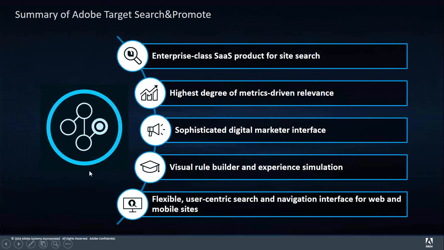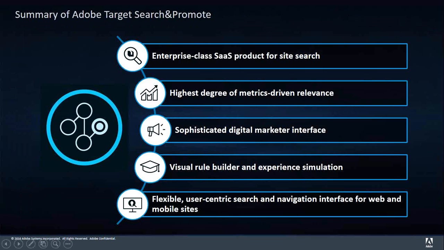Adobe Search and Promote contains the highest degree of metric-driven relevance. We can import metrics data from Adobe Analytics seamlessly. They can get data from Recommendations. They can get data from Target. They can get data from Audiences. So they can digest all that data and make it part of the index that is driving how you display the results.